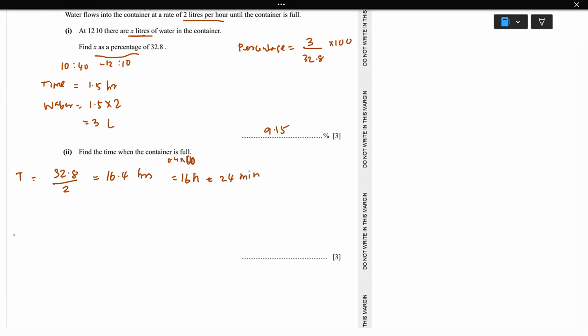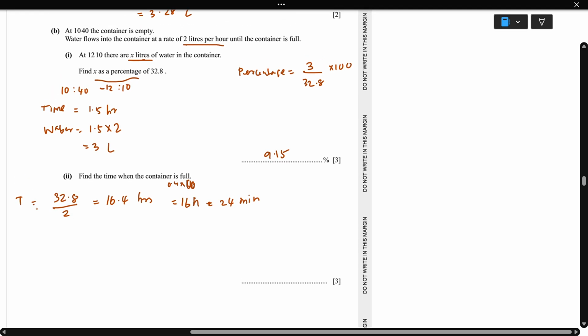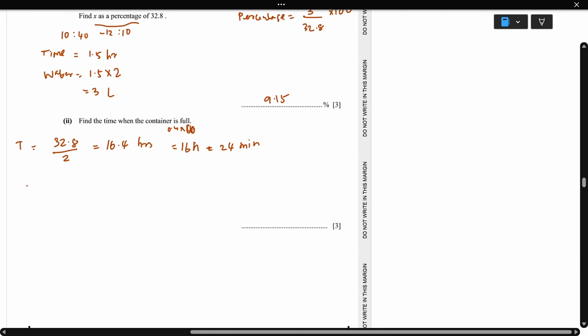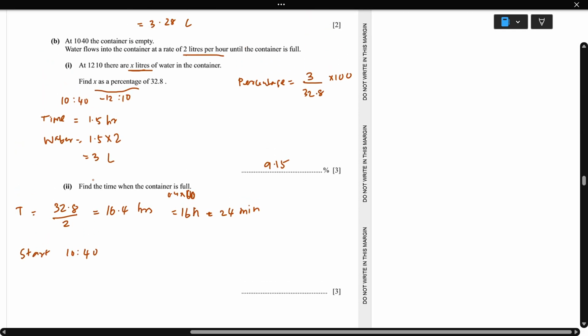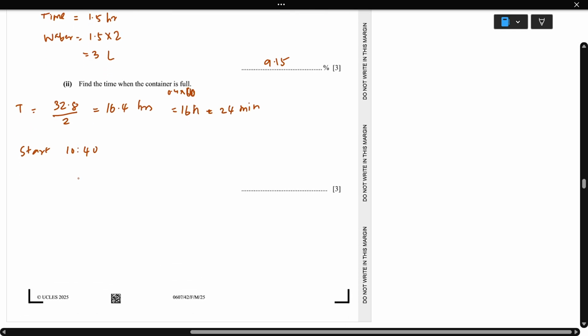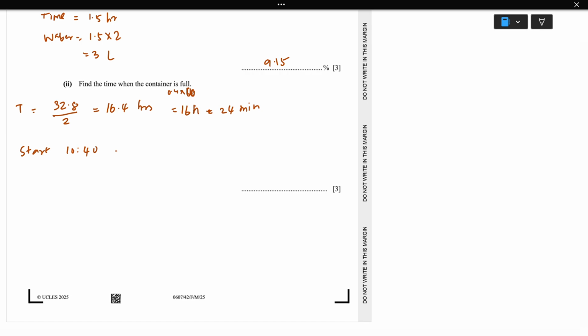It's required to finish. Now the starting time is 10:40. The container is empty at 10:40. So 10:40 plus 16 hours 24 minutes we have to calculate. So it is going to be 12, then next day, 3:04.